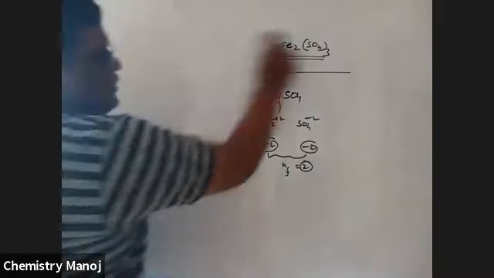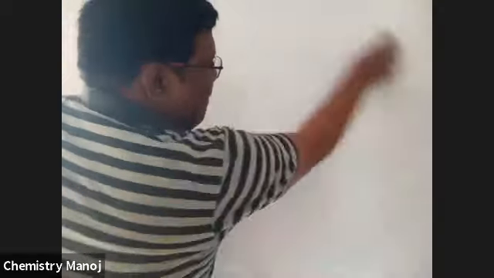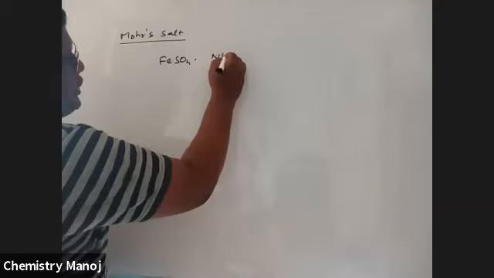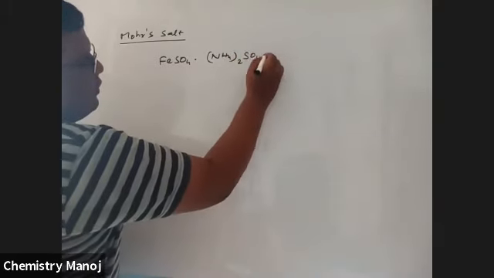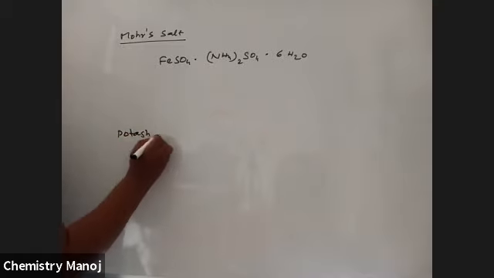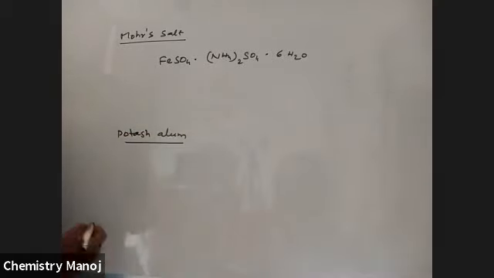Now, tell me the N factor for the following substance. That is Mohr's salt. Its formula is FeSO4·(NH4)2SO4·6H2O. It is Mohr's salt. Next, one more. That is potash alum. It is also a salt. This is potash alum.